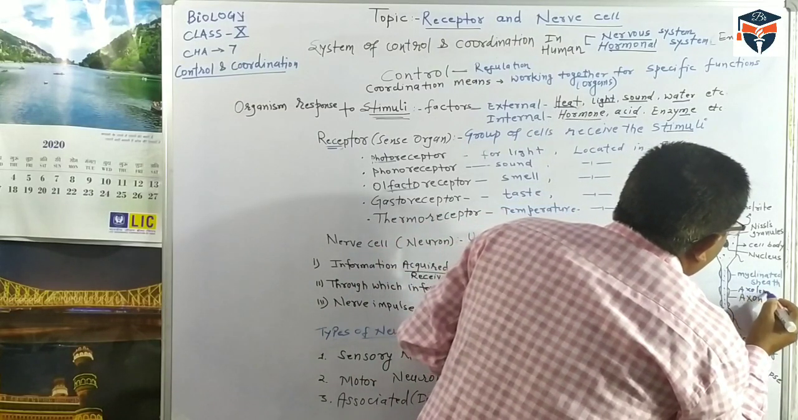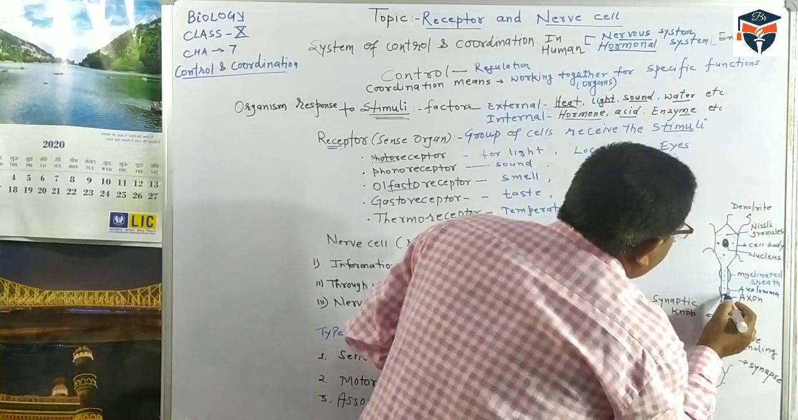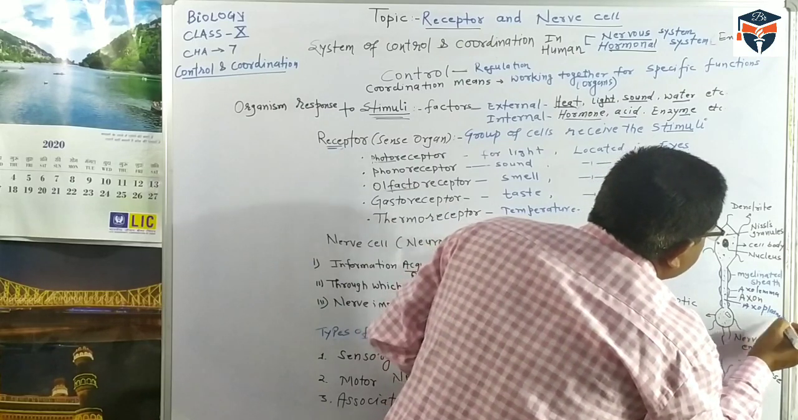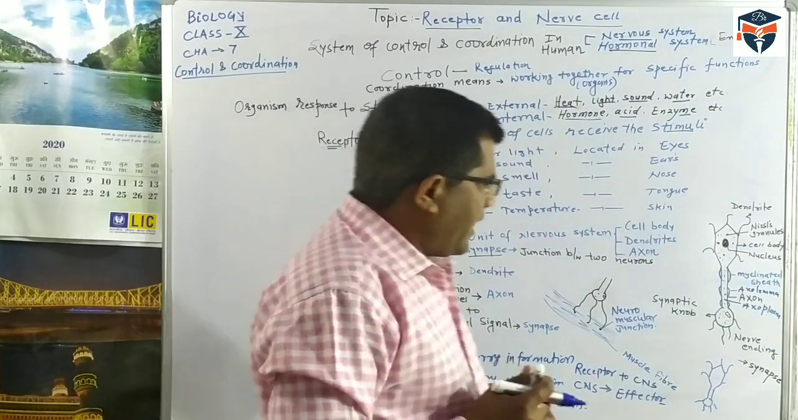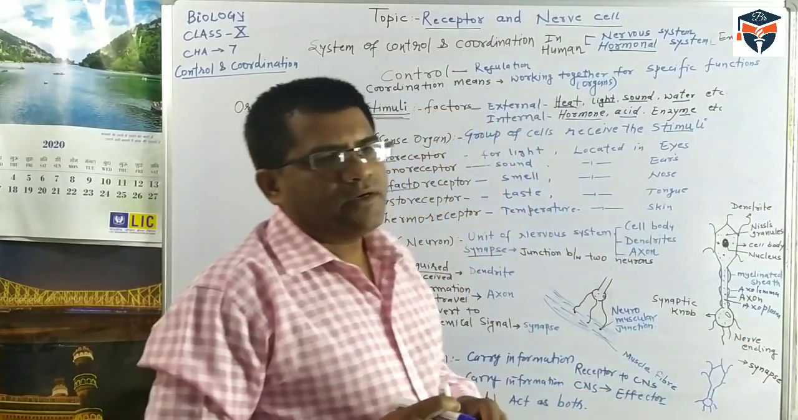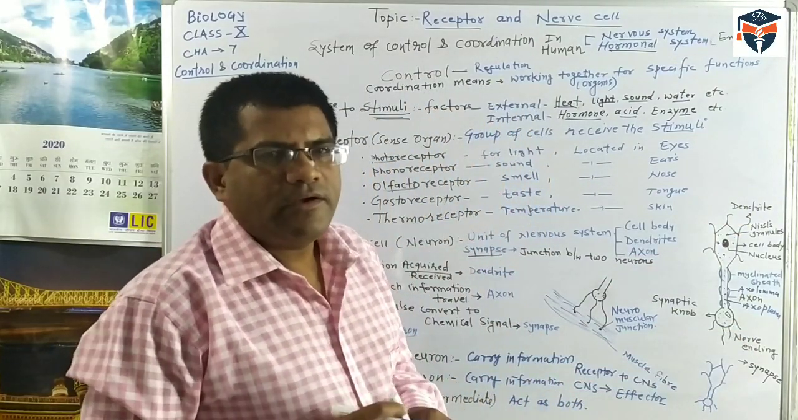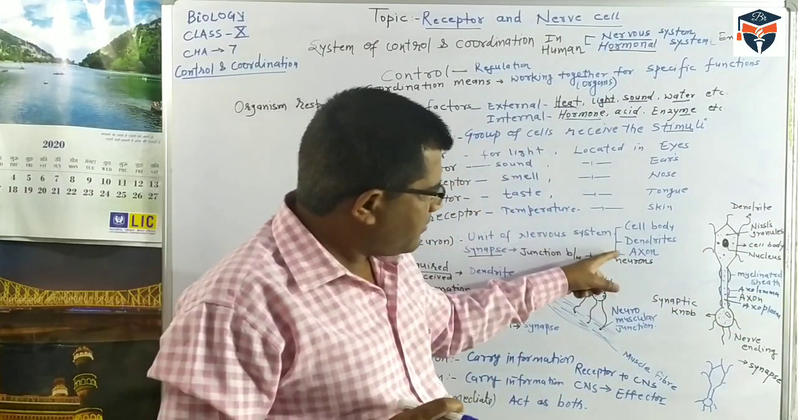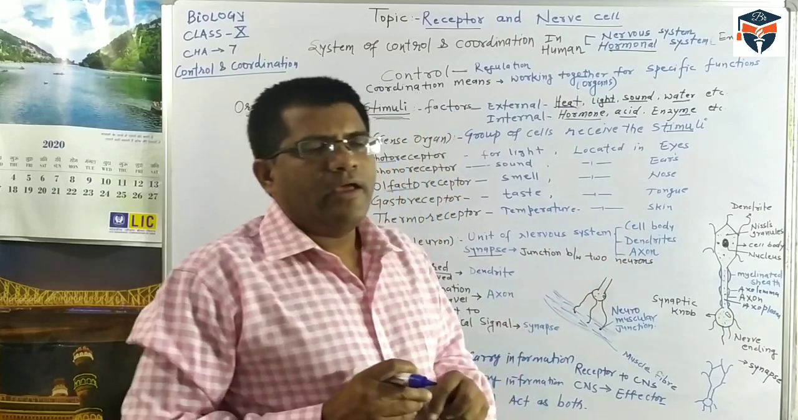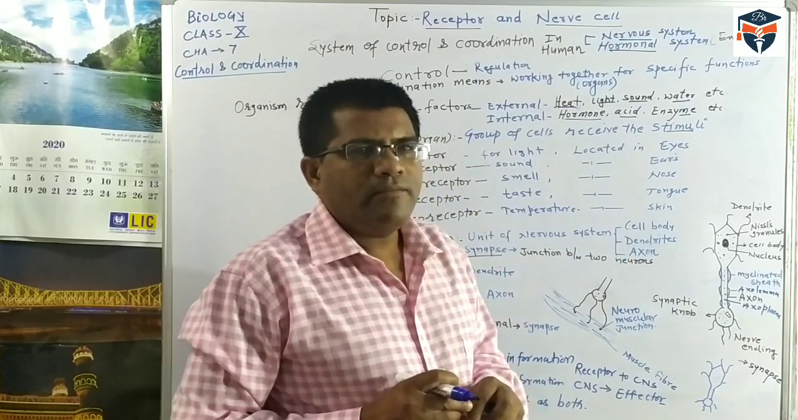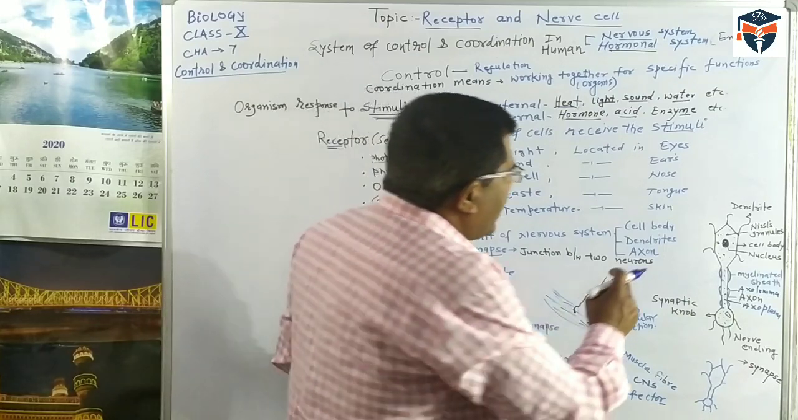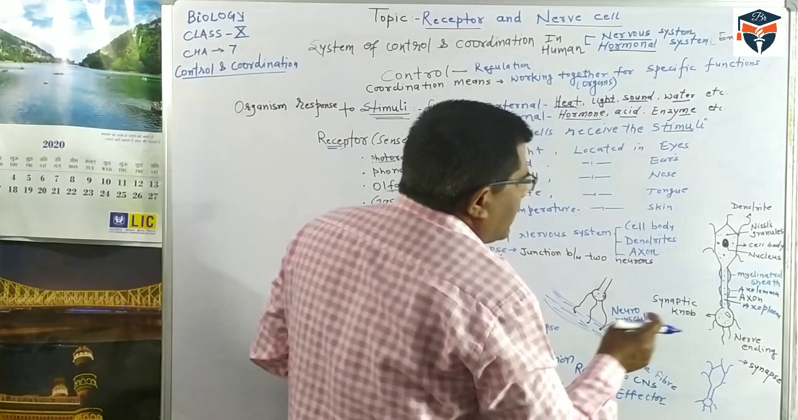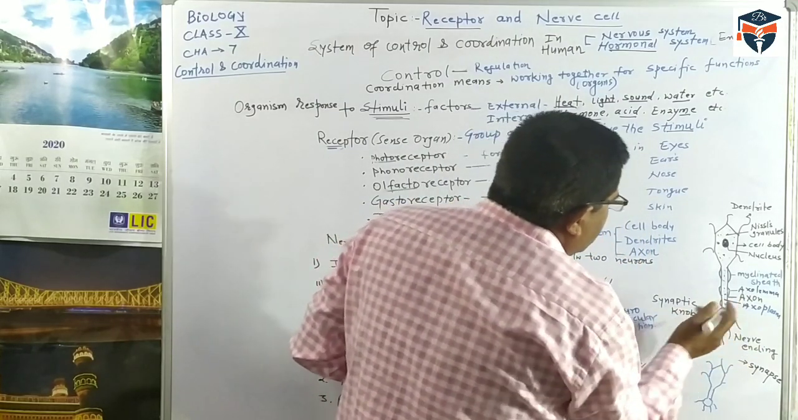The axolemma is the membrane of the axon, and here liquid is present. This is called the axoplasm. So the axoplasm is the liquid present in the axon. This was content we already learned in class 9. So these parts of the nerve cell, cell body, dendrites and axon, are only for our previous knowledge.